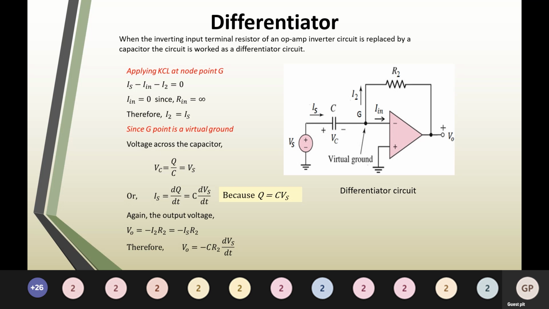Now, in a similar way, we have to do this. You can very well find out what this is. Again, I'm applying KCL for this node, same thing. The current flowing in and the currents flowing out, and IN will always be 0, and therefore this current will be equal to this current. This is what we said in the previous one itself, so the same thing holds good here also.